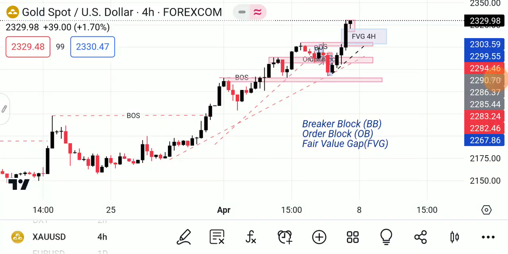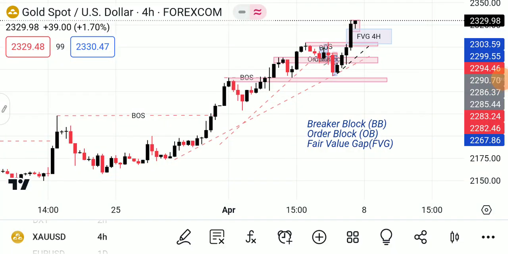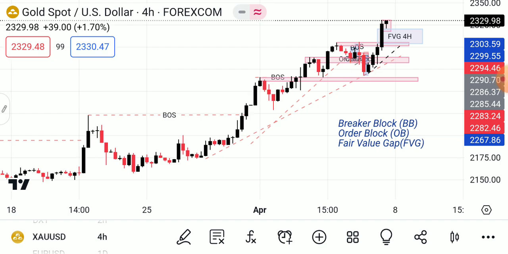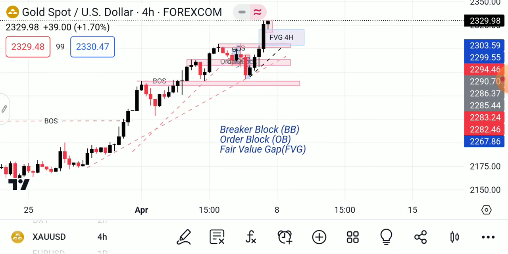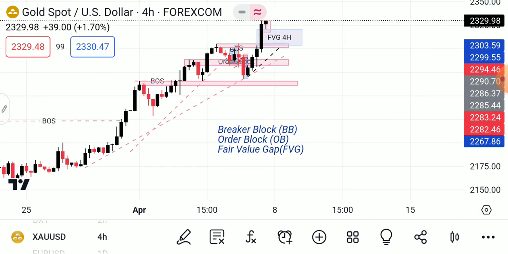Hello guys, welcome to today's video. I'll be talking about the breaker block, the order block and the fair value gap. These are ICT entry models and I want to be discussing them with you today.